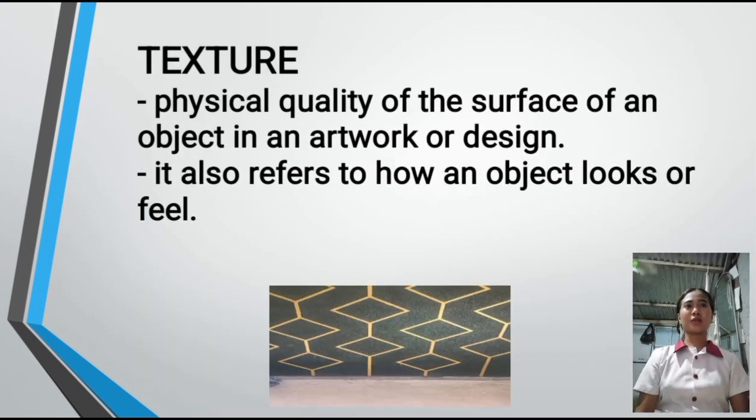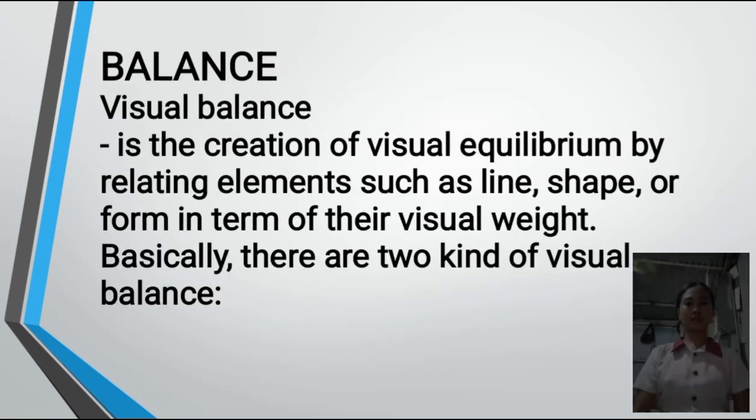Texture. The physical quality of the surface of an object in an artwork or design. It also refers to how an object looks or feels. Texture adds depth and visual interest to a flat image or object. Texture can be used for, the first one, establishing visual value or a focal point in an artwork. The second one, having contrast within a design. And the third one, making an artwork's visual balance.